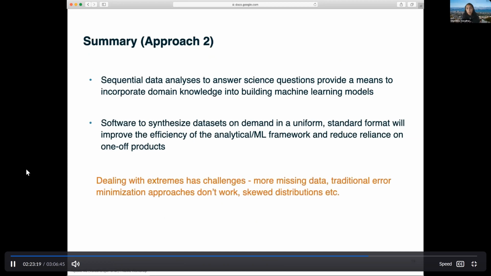Since we had a lot of questions earlier about extremes, I want to say that dealing with extremes has a lot of challenges. There's more missing data, there's more tendency for sensors to fail, and traditional error minimization approaches don't work. We have skewed distributions, etc.